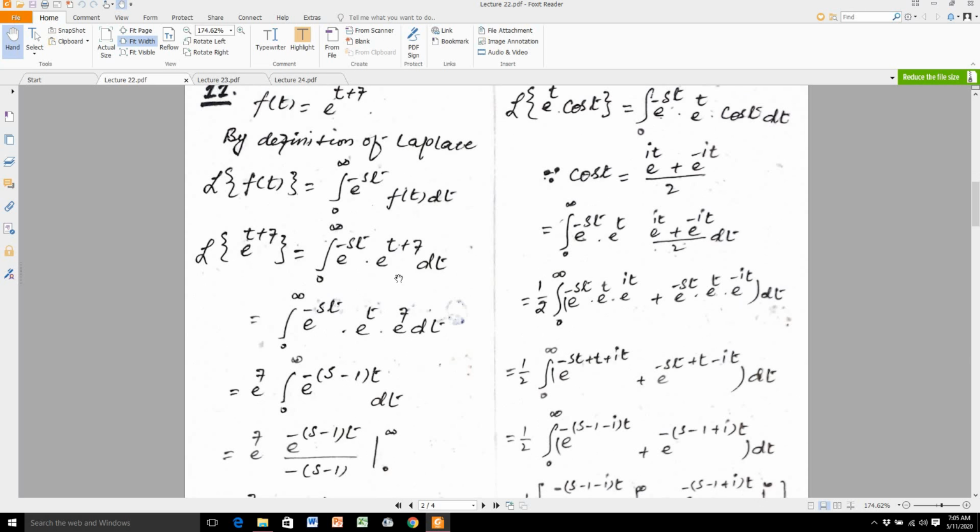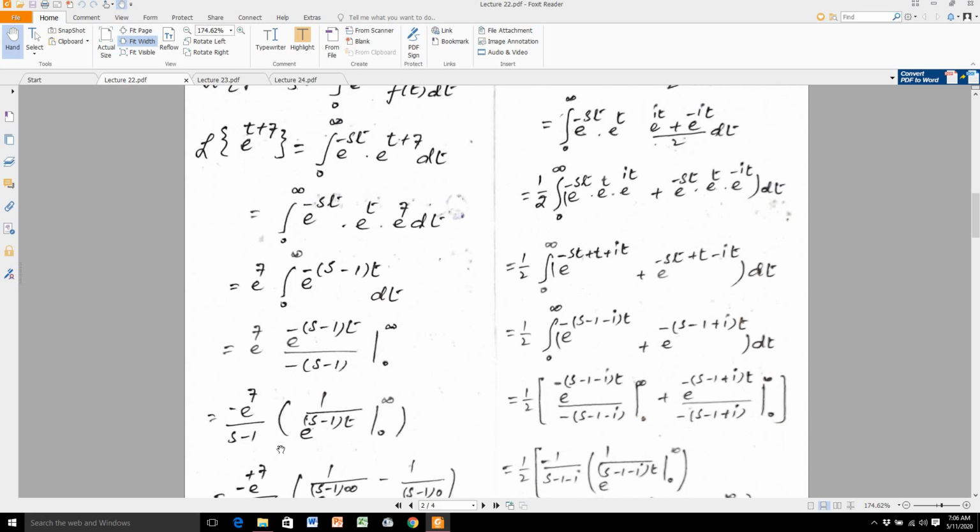Now in this step I use the exponential property. I write e raised to the power t plus 7 as e raised to the power t into e raised to the power 7, and you know that when bases are the same, powers add. It is a property of exponential functions. So e raised to the power 7 is a constant term, and we take it outside the integral. Then from 0 to infinity, on the remaining part we apply the property of exponentials and write it as e raised to the power minus into s minus 1 into t dt.